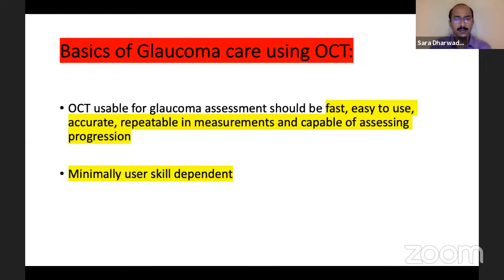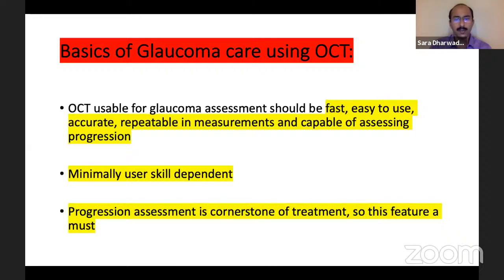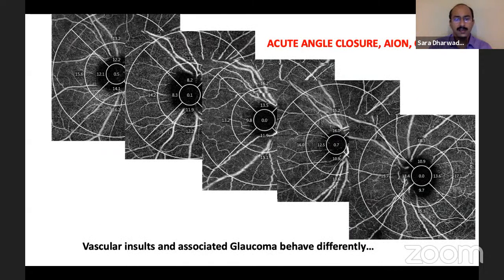It should be minimally user skill dependent and heavily automated with the right hardware and software. And progression assessment being the cornerstone, this feature is a must. So if the machine does not have the software and the hardware for progression assessment, it cannot be used for glaucoma care. Now, as we know, vascular insults that are associated with glaucoma or are independent behave very differently on imaging as compared to conventional glaucoma.